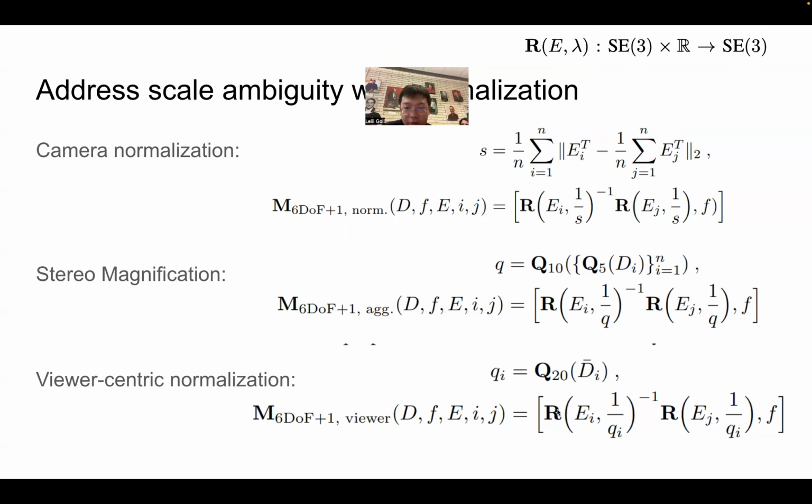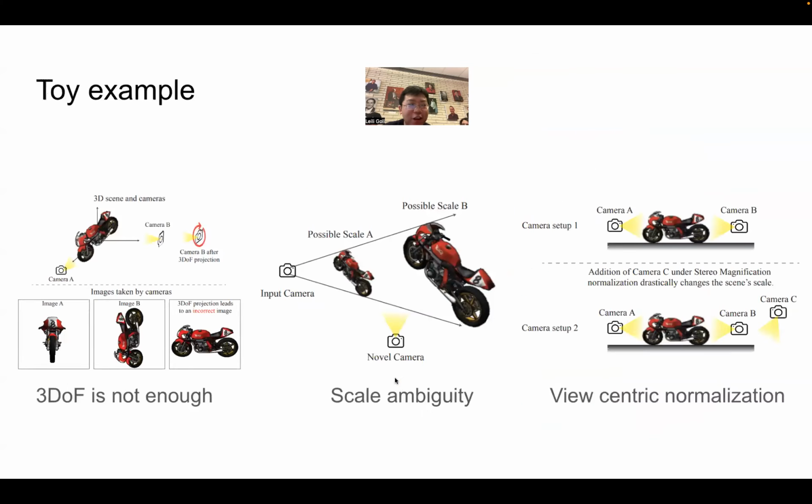Cool. And they have some simple toy examples to demonstrate. They are pretty straightforward. So 3 DOF is not enough for the real settings. For instance, here the motorcycles. When you are using 3 DOF, you cannot model the roll of the camera, so it can be different than the real one.